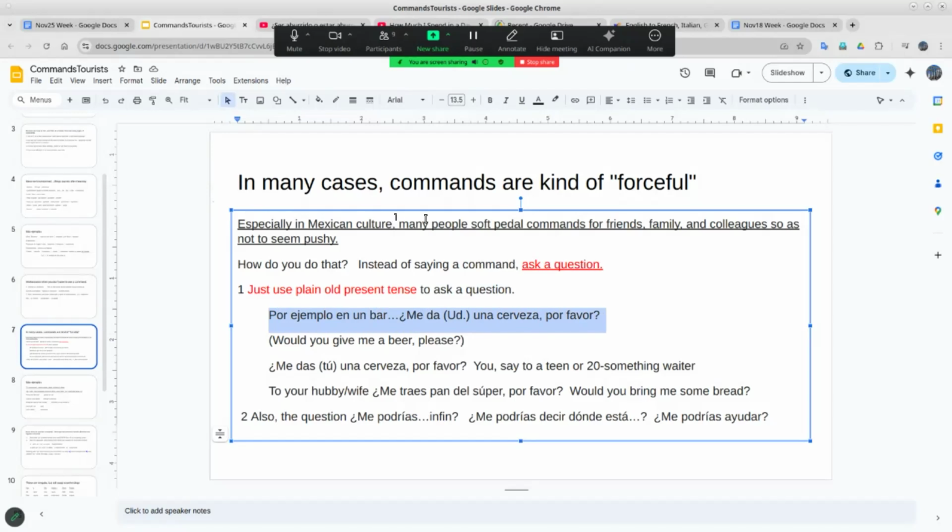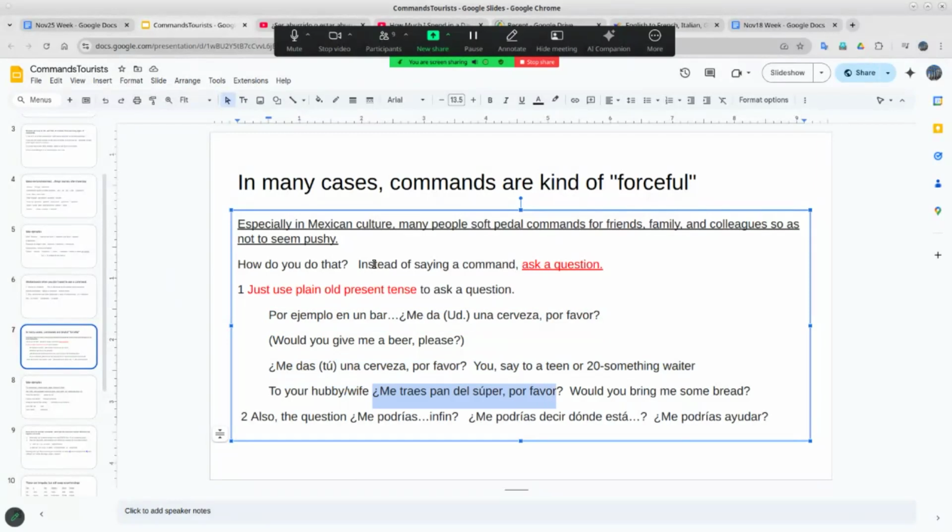Me da for usted, or me das for tú. Me das una cerveza. Would you give me a beer? Just making it a question is often seen as the more polite way to do that. And this isn't a command at all. It's just making a question. Me das una cerveza. If you're with younger people, me das, addressing them as tú, with das.